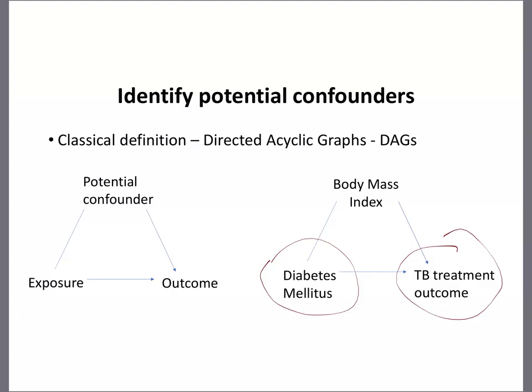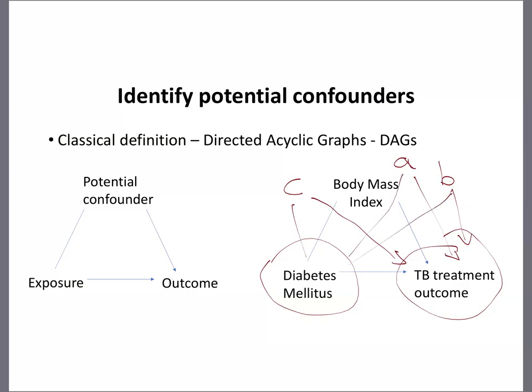An easy way to do this would be to jot down all the risk factors, all the factors you know are associated with TB treatment outcome. So what you would do is you would search literature, do a thorough review of literature, and find out all the variables which you know have an effect on the TB treatment outcome. And then also look at literature and also use your common sense and think whether any of these other variables could be associated with diabetes mellitus.